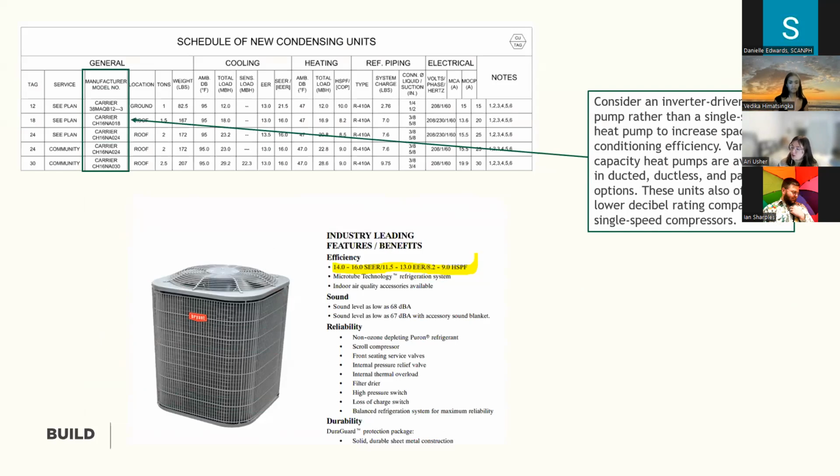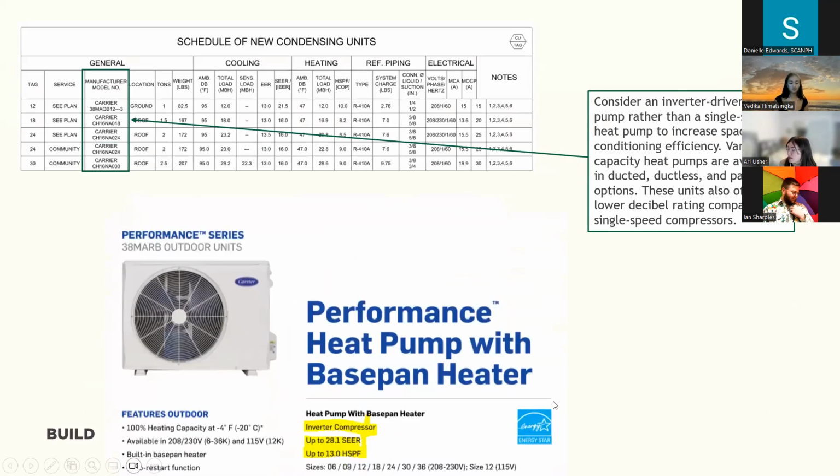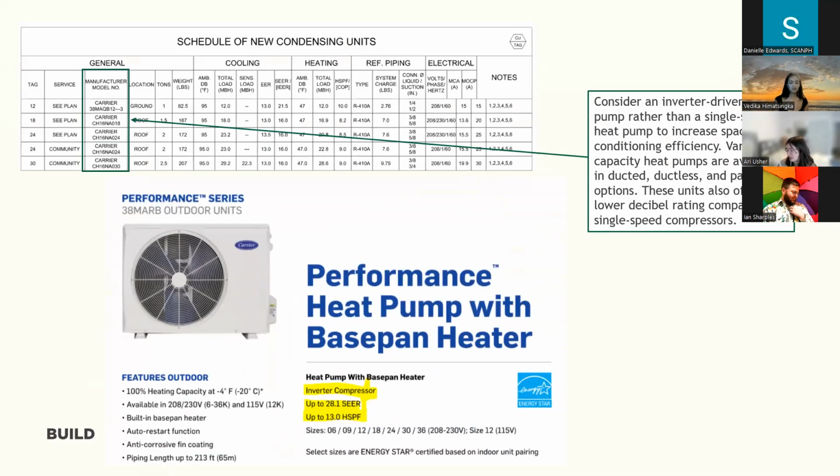All right, so our first recommendation here is going to be to consider an alternate model. We're going to want to consider an inverter-driven heat pump rather than a single-stage heat pump. And when we look at the spec sheet for an inverter-driven heat pump, you'll notice that the efficiency is 28.1 here. So that's a pretty big improvement. And I'll go a little bit into the technology behind this.